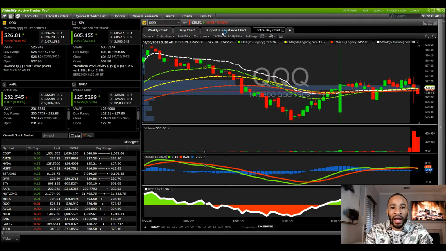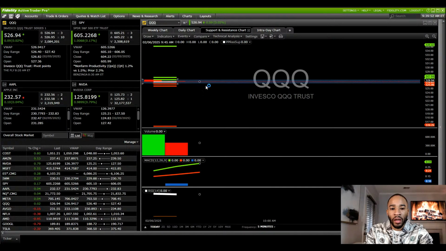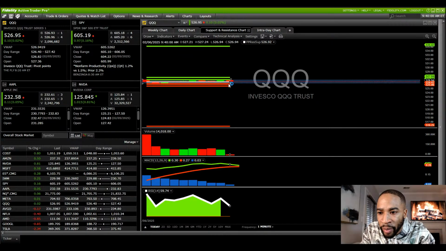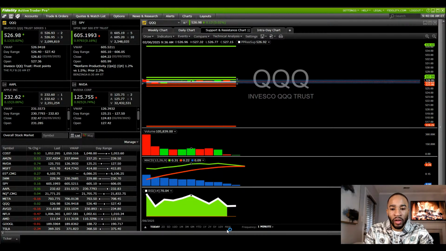But we may possibly bounce off of, and let me adjust my support and resistance levels. Let me go to the 1-minute time frame. All right, so for the Qs, we may possibly bounce off of $526.38. But at this current moment, we're still pulling back. Let me go back to the 5-minute time frame, and then back to the big screen really quick so we can get a better read on the overall market.